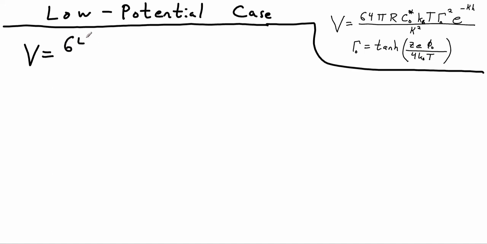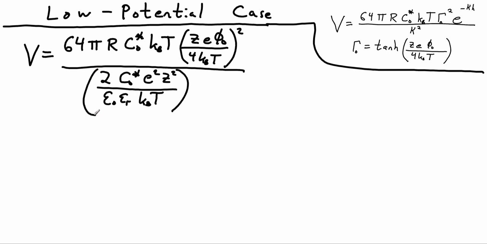So we have 64 pi r c naught kT. So that's all written out the same. And then we replace our gamma naught squared with this expression. So we're just plugging in the approximation for the low potential case. And we also have to plug in this exponential, which I've forgotten to write, e to the minus kappa h. And then on the bottom, what we've got here is the kappa squared.